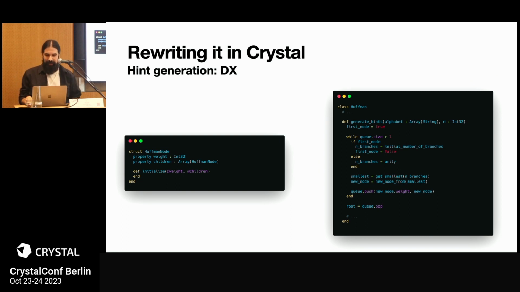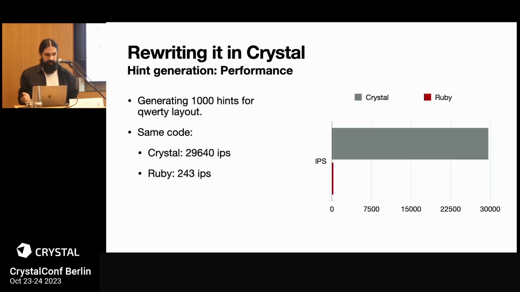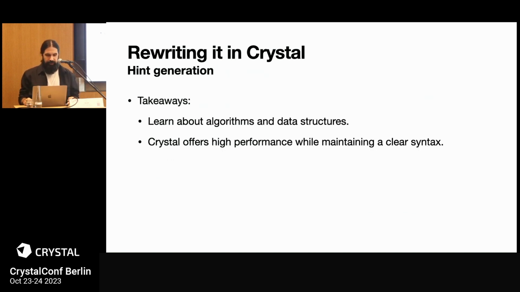In terms of performance, I compare the Ruby implementation to the Crystal implementation, which is the same plus a few type annotations. And the gains were crazy, like you can see here, more is better. So this is iterations per second for generating 1,000 hints. Some takeaways: learn about algorithms and data structures because they can help you go fast. Crystal offers high performance while maintaining a clear syntax.